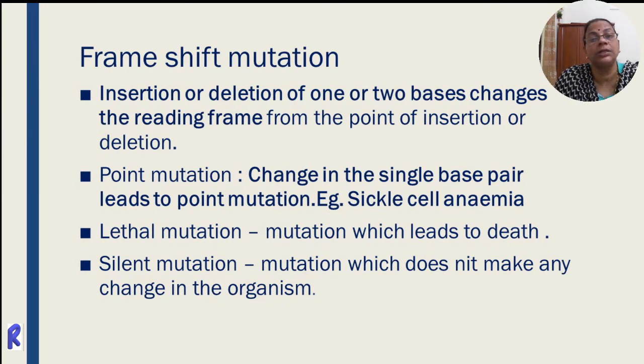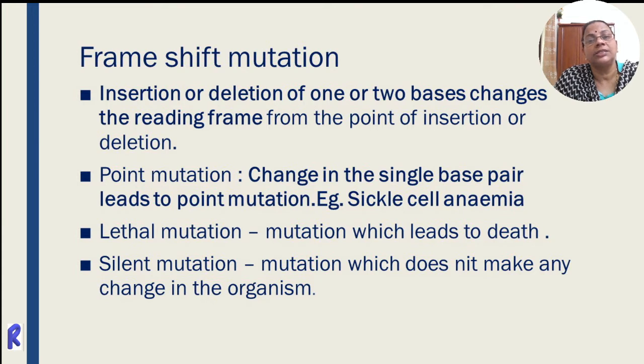Mutation means it is the sudden change in the genetic makeup of an organism which can alter its characteristics or visible expressions. Such changes are called mutations. So here we have to learn 2 types of mutations. The first one, frame shift mutation. So here you have to mention frame shift. What do you mean by frame shift mutation?